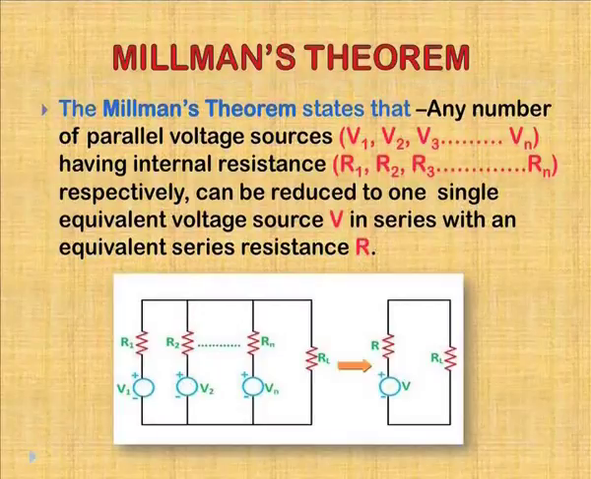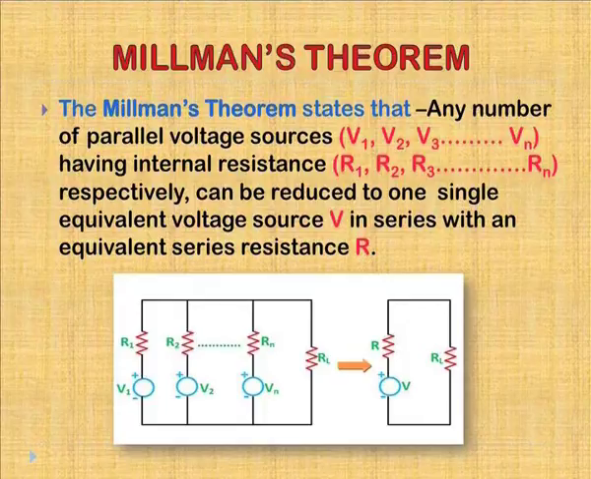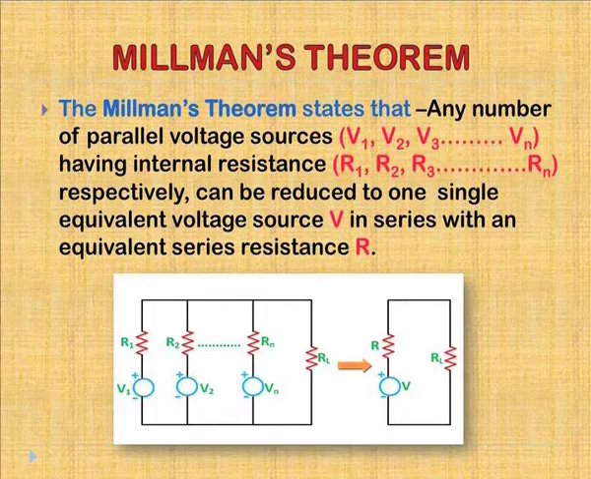Next is Millman's theorem. By using the Millman theorem, if there are several voltage sources connected in parallel branches, then we can find a single or common voltage for these voltage sources. Although we can find it by using any other theorem, the Millman theorem gives a straight, very direct and simple equivalent circuit.